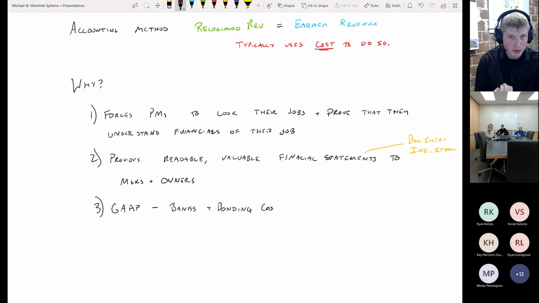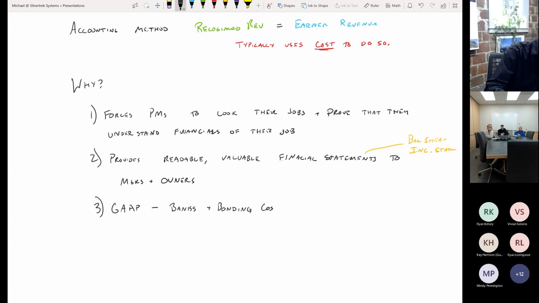But this is the third and the last reason that you need to do this. If you don't have project managers that understand their job cost, then your jobs aren't making money, and you won't have a business to which you should lend money. Also, if you don't have managers and owners making good business decisions based on good, valuable financial statements, well, the same thing goes. So it is important, but the banks and bonding companies are third priority here. It's a happy accident that by forcing our PMs to understand their job cost, and by giving our managers and owners valuable financial statements, we also happen to comply with generally accepted accounting principles.